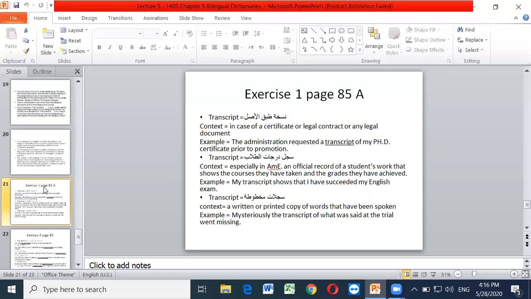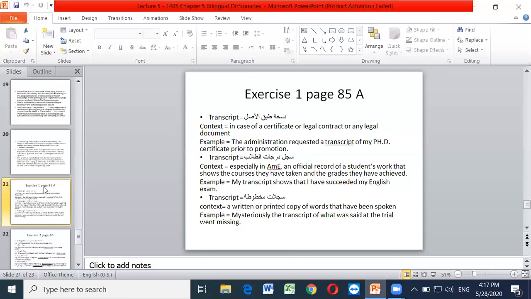The third sense of the word transcript is سجلات مخطوطة. Usually, students, there would be spoken words that are transcribed in written form. For example, this is used in various areas and in various domains. In court sessions, في المحاكم, usually what is being said by witnesses and what is being said by the defendant and the defense lawyer are written down. So these written forms are called سجلات مخطوطة.